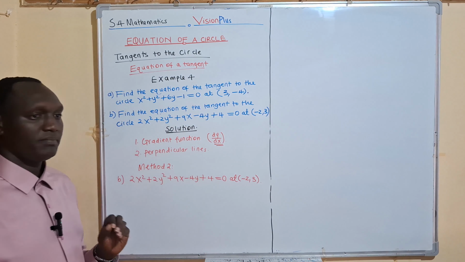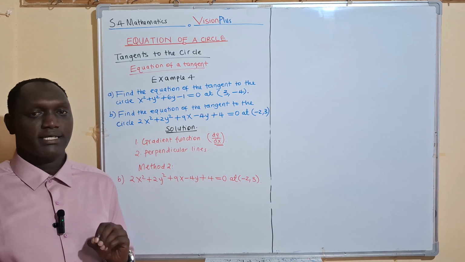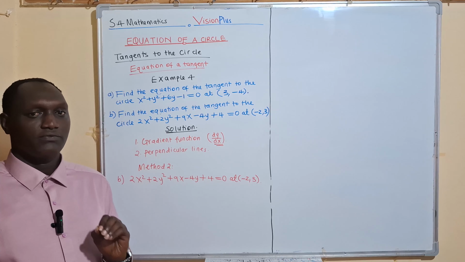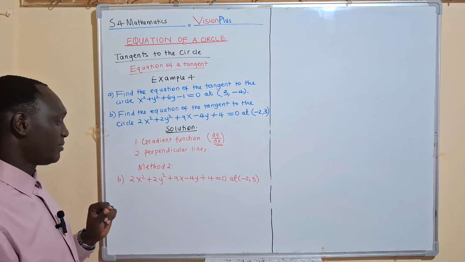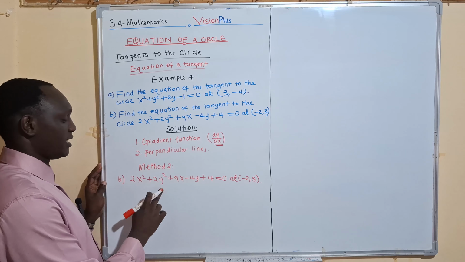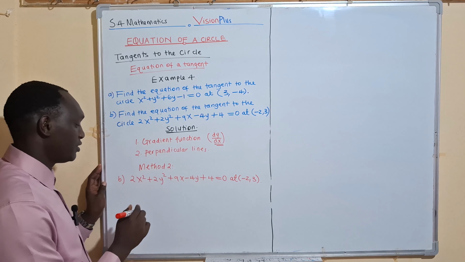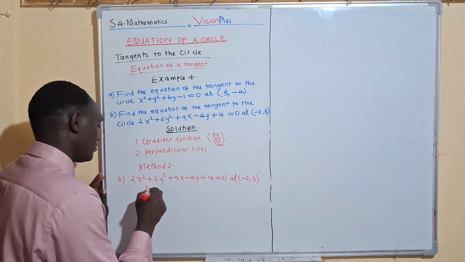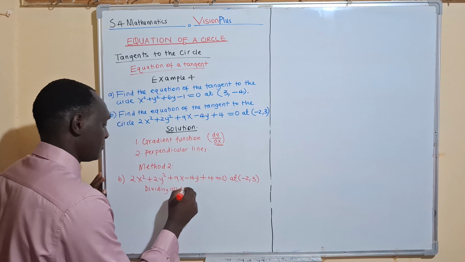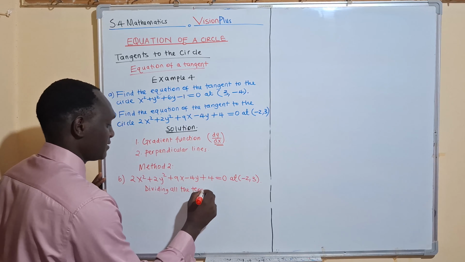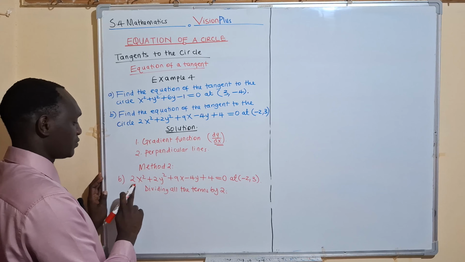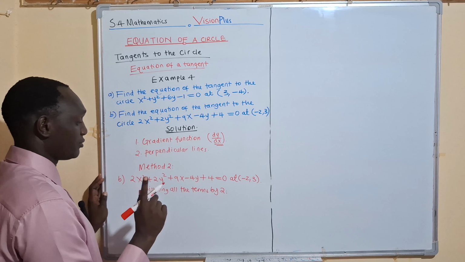The method of perpendicular lines requires us to find the coordinates of the center. Since we are going to find the coordinates of the center, we must make sure that the coefficients of x squared and y squared are both 1. So without wasting time, we divide all the terms through by 2, so that the coefficients of x squared and y squared become positive 1.